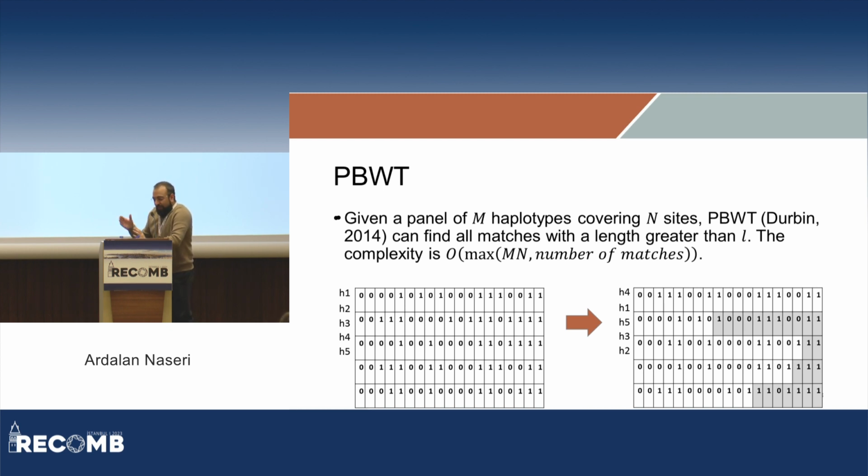If you have a haplotype panel, and they are all aligned, and each column represents one variant site, and let's say in this simple example we have 5 haplotypes. If you sort the haplotype panel based on the reverse prefix order, then you can easily find the matching blocks. Here it's sorted by the last column based on the reverse prefix order, and all the matching segments are placed adjacent to each other.